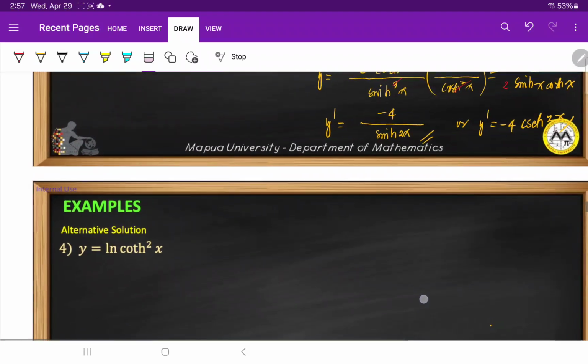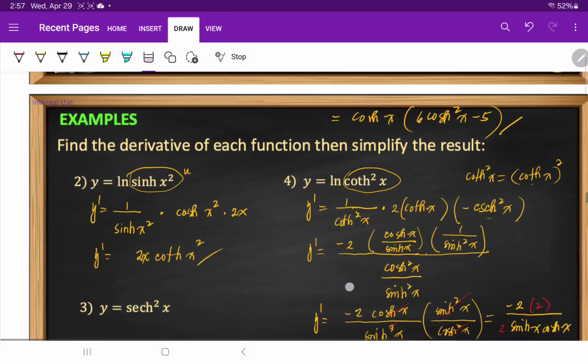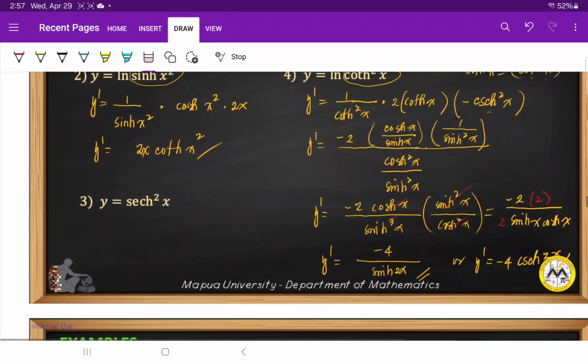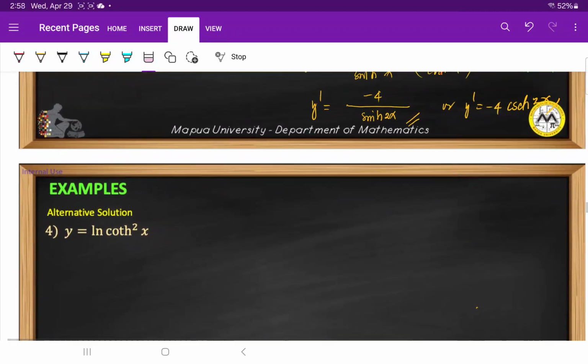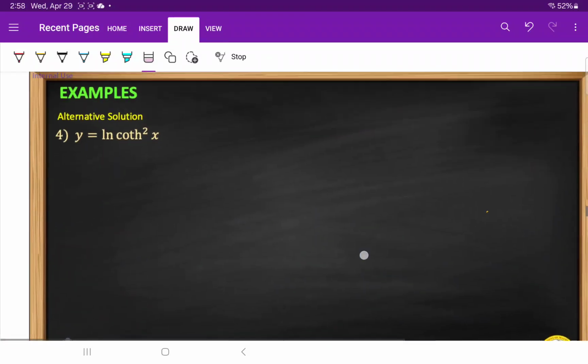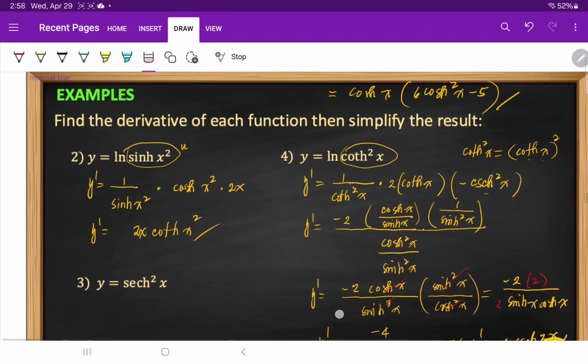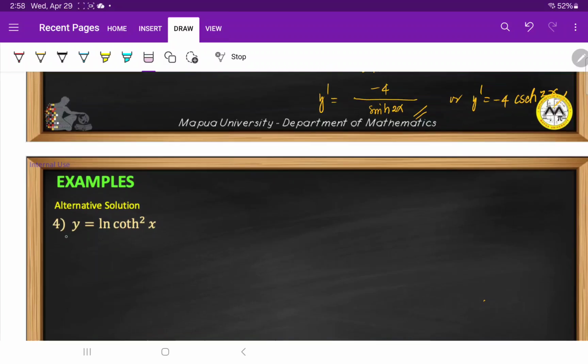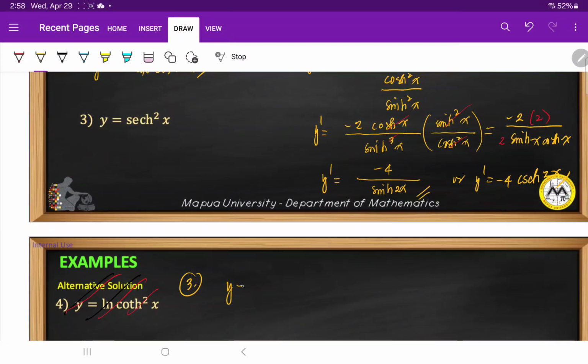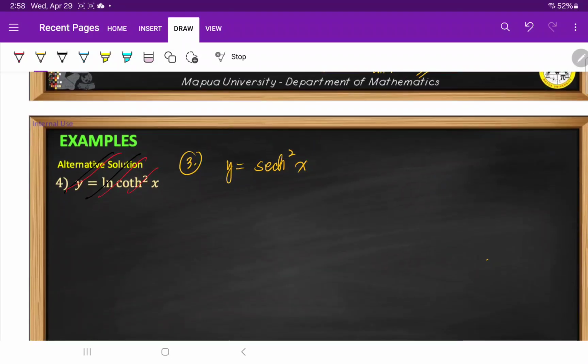Okay, let's just do number 3 here, because we did numbers 2 and 4 here. Let's do number 3 on this. So for number 3, we are given y is hyperbolic secant square x. So how do we find the derivative of this one?